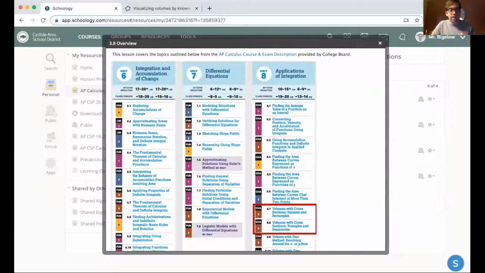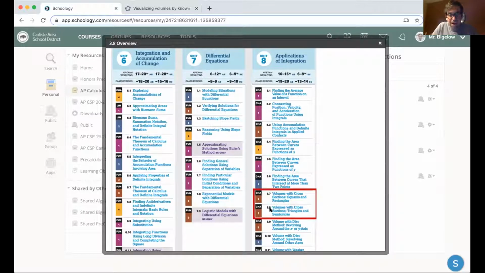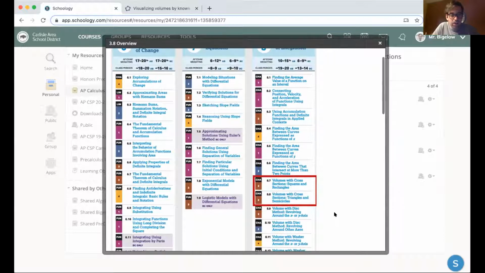I hope that through the next few minutes, when I'm explaining what this concept of a known cross section is, you can follow along and maybe even get excited about it. In College Board's course and exam description, we're looking at 8.7 and 8.8 today. We're going to be looking at volumes with cross sections of squares, rectangles, triangles, and semicircles. We're going to look at all of those today.